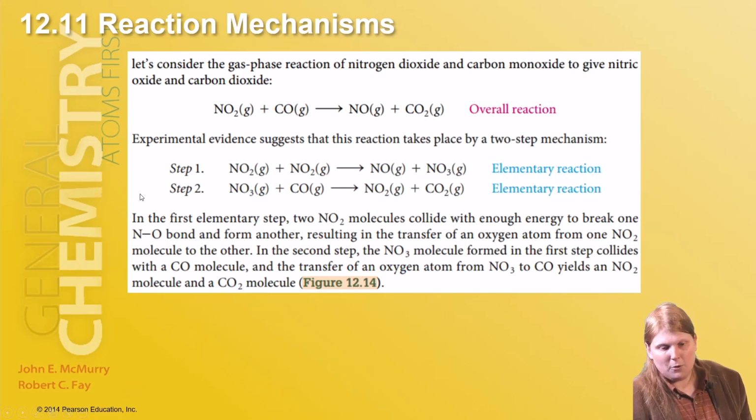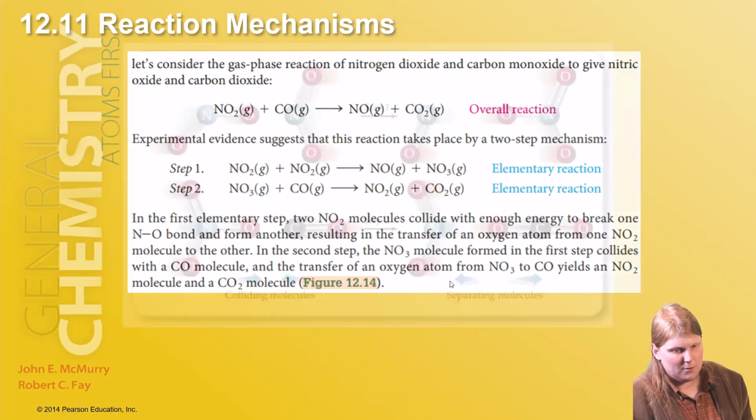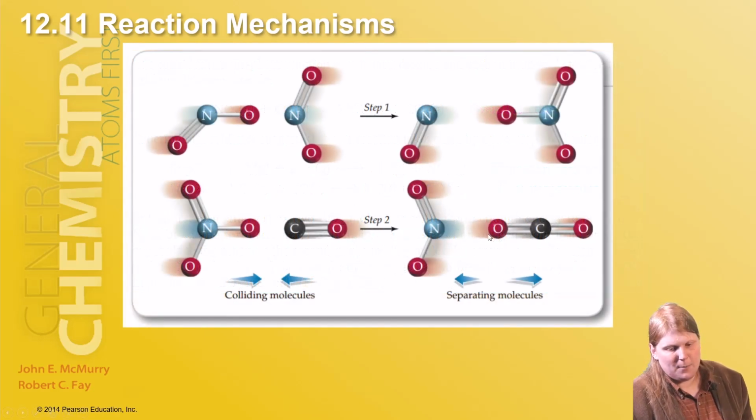I may not, though. If this second step is so fast that every time this happens, it's immediately consumed, I may not be able to see it. Or if NO3 happens to be really unstable, and so it doesn't exist for very long for some other factor, I may not be able to measure it. But in theory, if I could, that would help support this mechanism, wouldn't it? It might also help support this mechanism depending on what the overall rate law was up here. And that's what we're going to delve into also. So they show how this could be broken into steps.